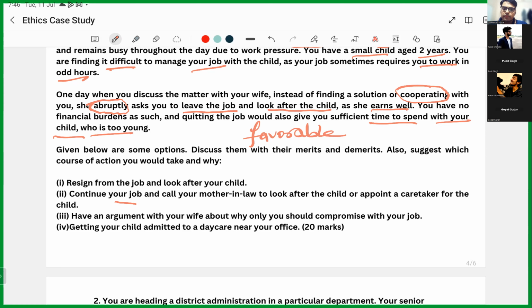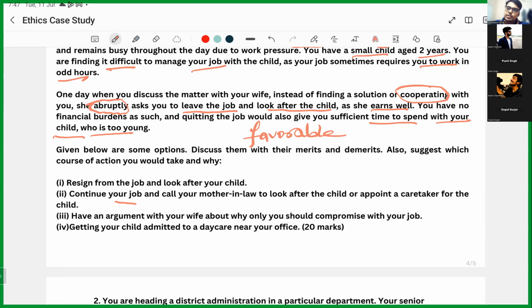In all the four options, we found positives as well as negatives. Okay, we found it. Let me move to the next direction. If not these four, then what? Then the fifth option you have to create. However, apart from the above mentioned courses of action, the assistant manager can take the following course of action. Now, when you suggest any course of action, do ensure that you write only merits over here.